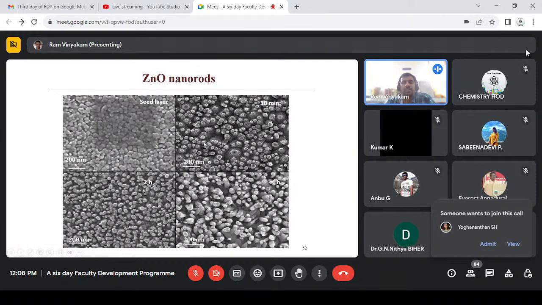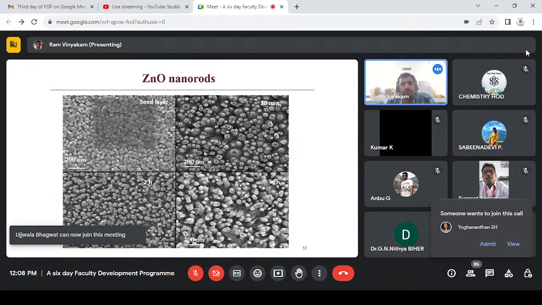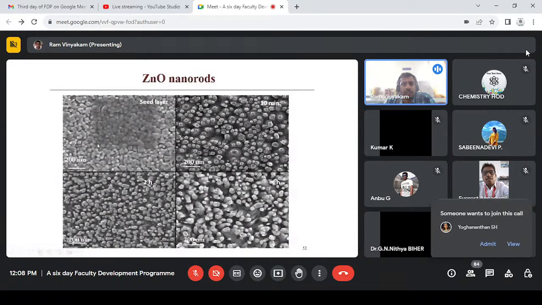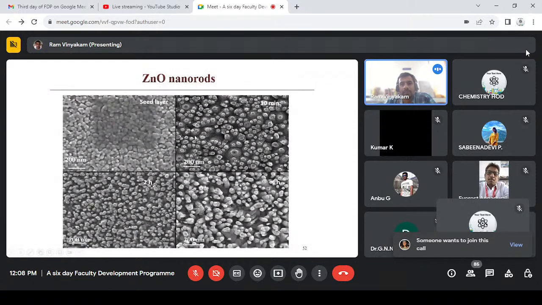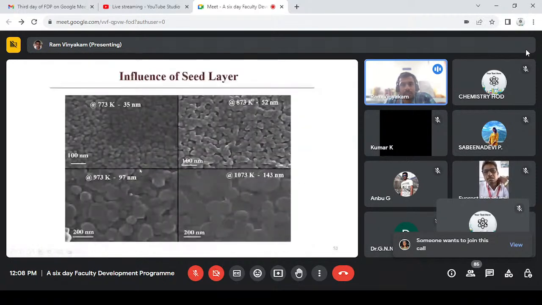We did this on different substrates like glass, silicon, and even sapphire, Al2O3. And you can see that to form ZnO, 150 degrees Celsius is sufficient. If you go beyond that, you can increase the grain size of the seed layer by annealing. The grain size is annealed, and we studied the influence on the growth of the nanorod.